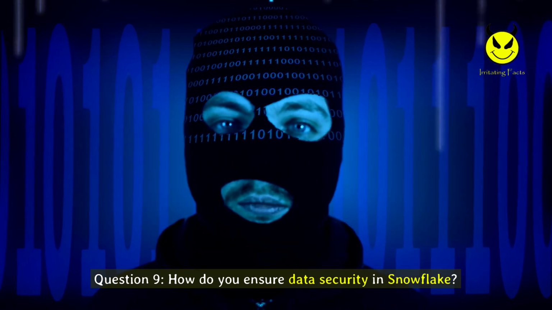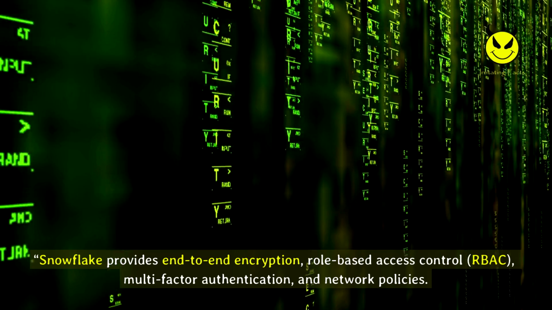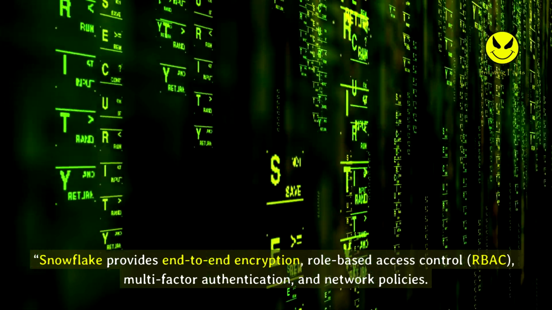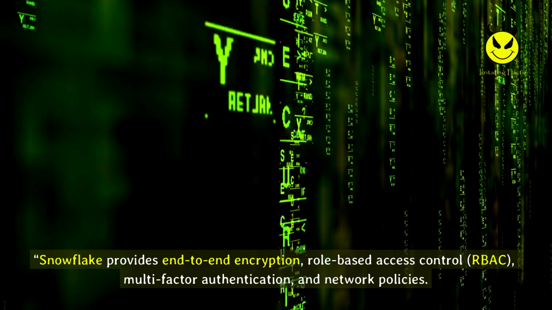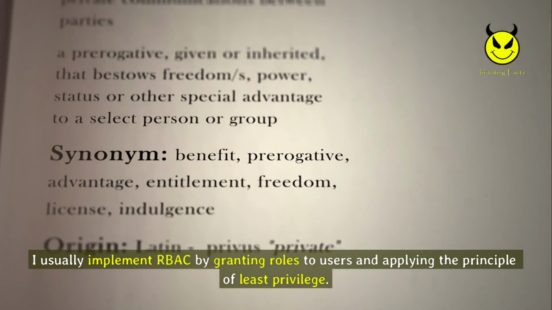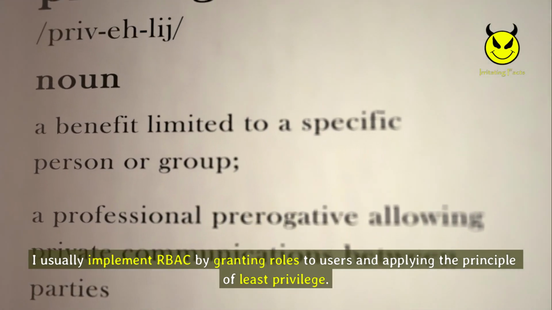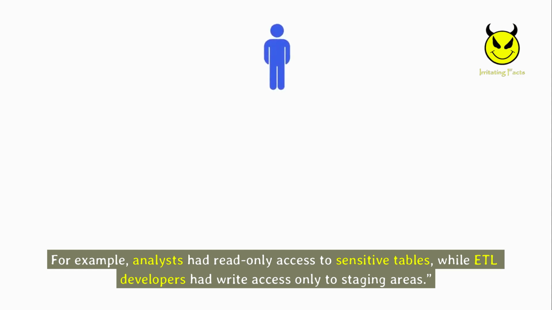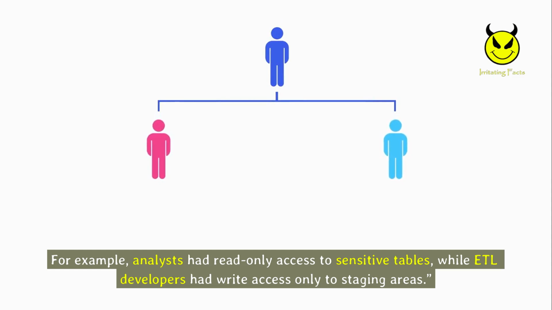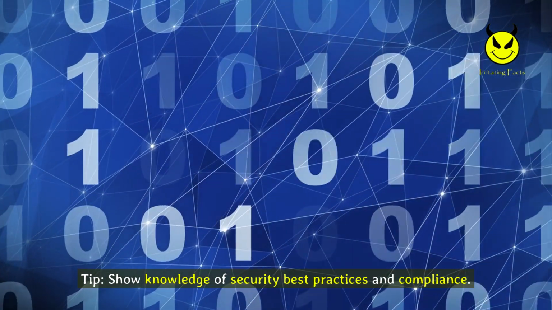Question 9. How do you ensure data security in Snowflake? Answer begins here. Snowflake provides end-to-end encryption, role-based access control, RBAC, multi-factor authentication, and network policies. I usually implement RBAC by granting roles to users and applying the principle of least privilege. For example, analysts had read-only access to sensitive tables, while ETL developers had write access only to staging areas. Tip: show knowledge of security best practices and compliance.